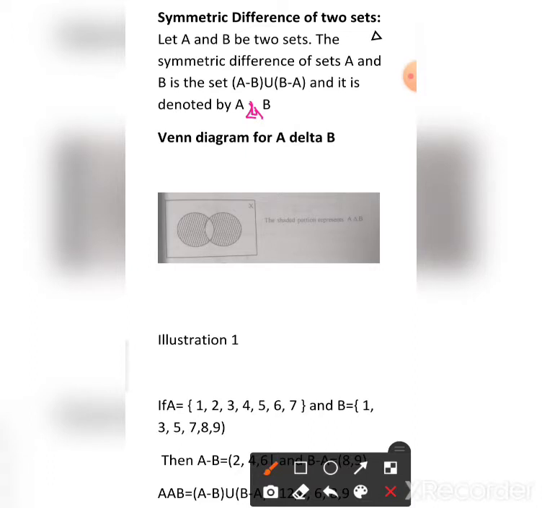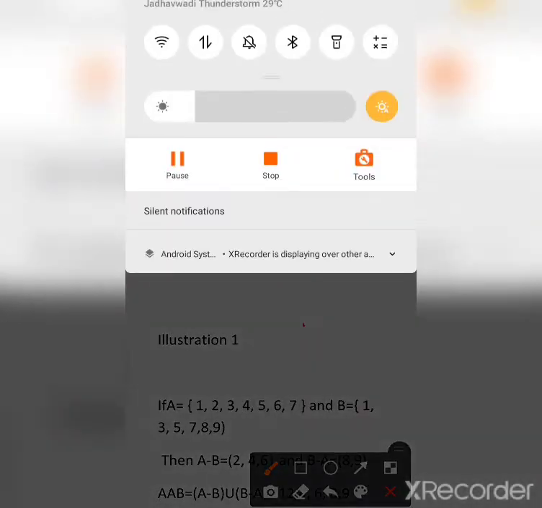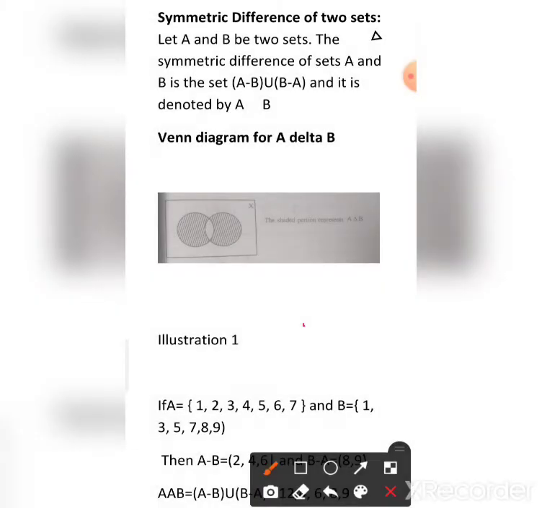Here X is the universal set, and A and B are sets. We draw the shaded regions, which is the difference between them, leaving out the common parts. The remaining region is the symmetric difference of A and B, just like this.